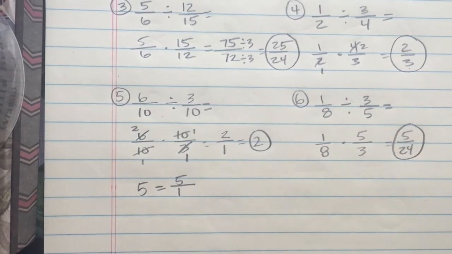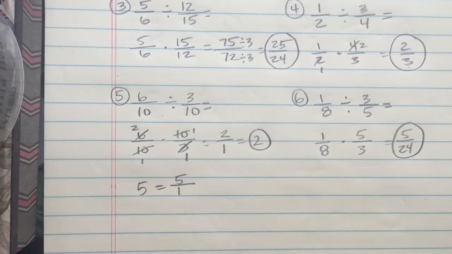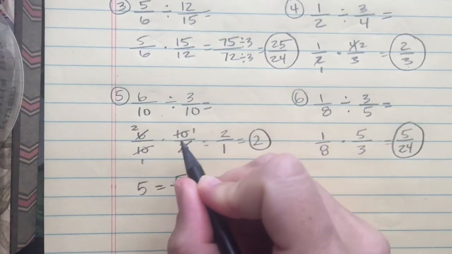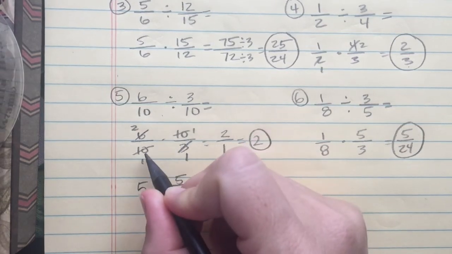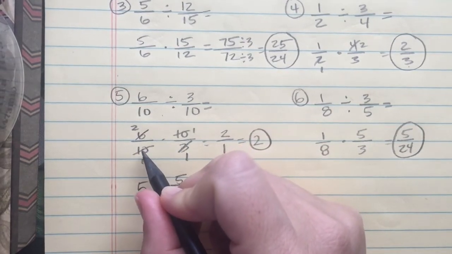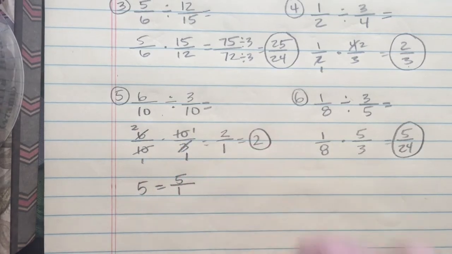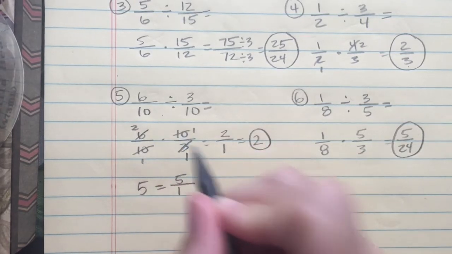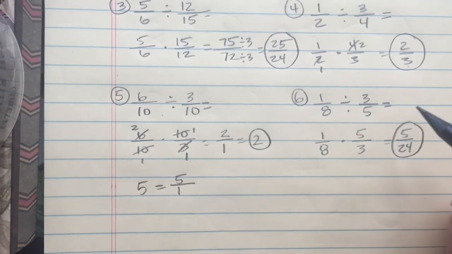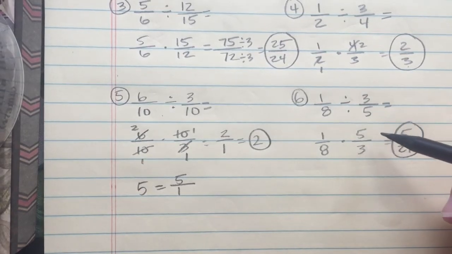All right? Okay, and oh, with cross-canceling, I forgot to mention, if you have the same number across from each other, you can automatically cancel both of those out and put ones because you're dividing both numbers by itself. Okay, and then for number 6, you should have ended up with 5/24.